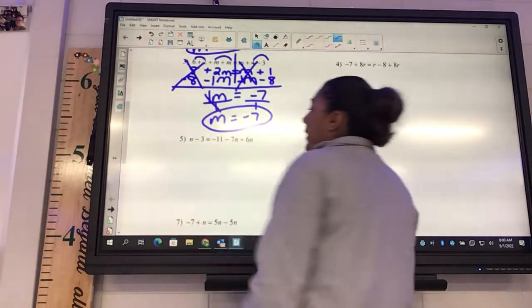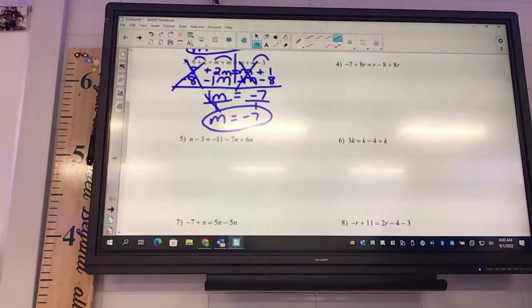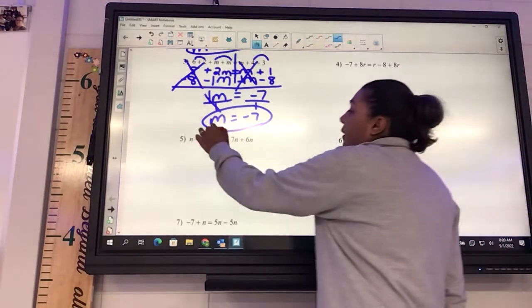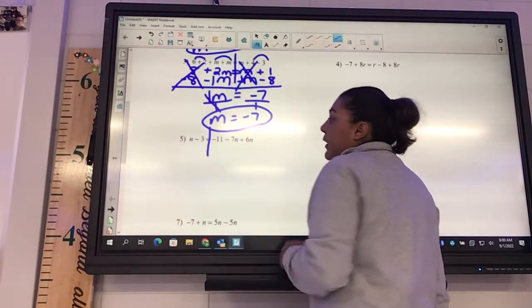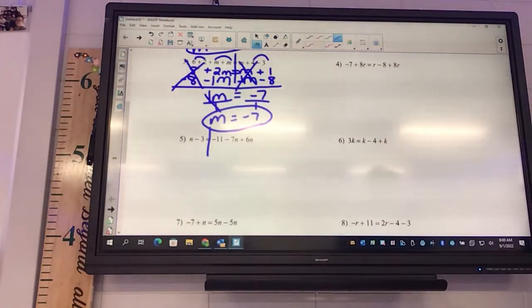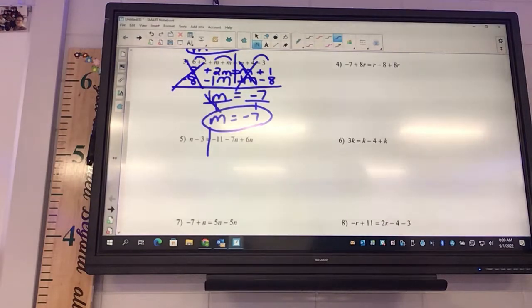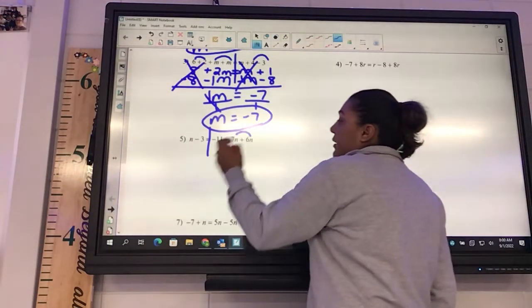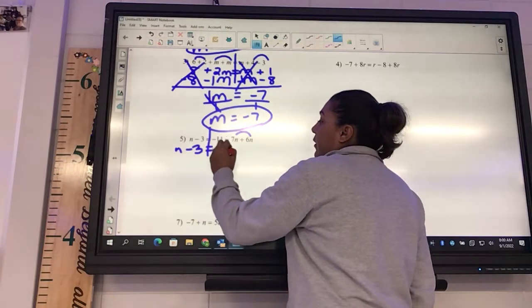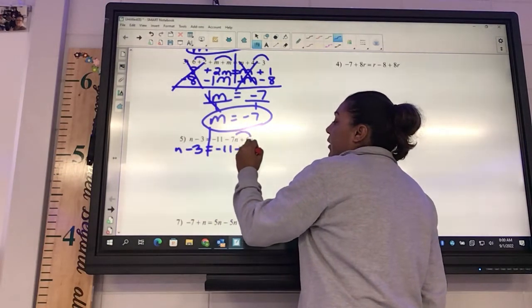Okay, look at 5. What is your first step to do every time? Combine. Okay, so here's our equal sign. On the left, what can we combine? Nothing. Okay, we have one letter, one number. That's how it should look. On the right, what can we combine? -7 and a 6. What is that going to give you? -1n.